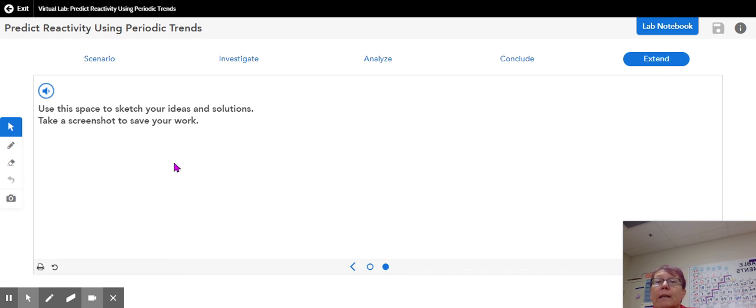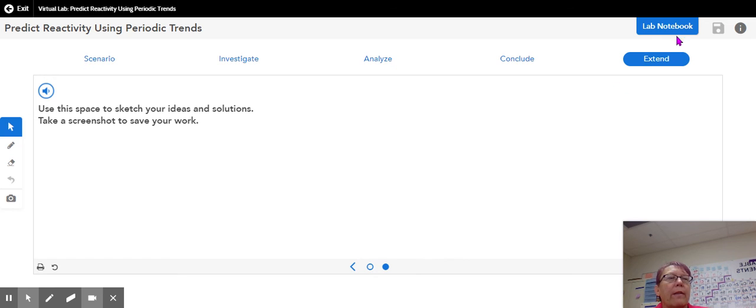Use this space to sketch your ideas and solutions. Take a screenshot of your work. So you might want to draw a Bohr diagram and show that as the electrons get farther and farther from the nucleus, the reaction is going to go quicker because it's easier to remove.